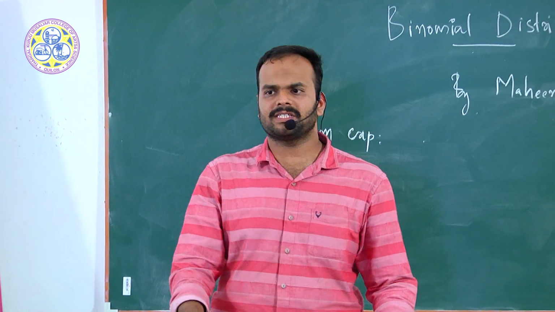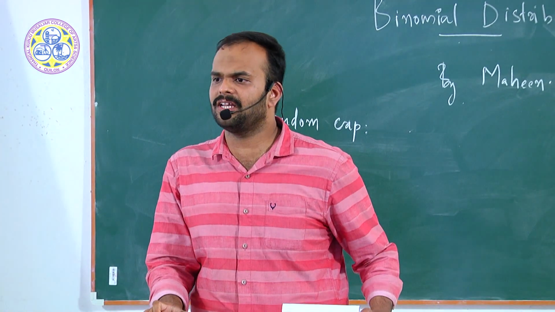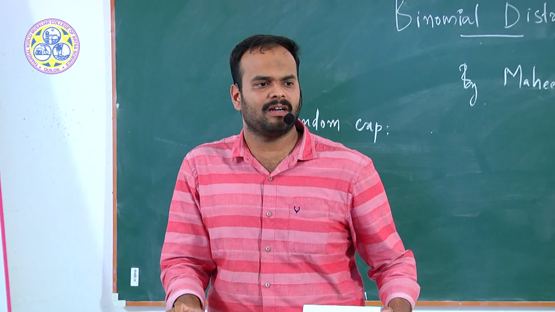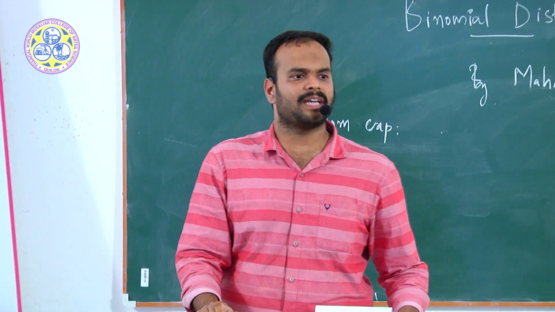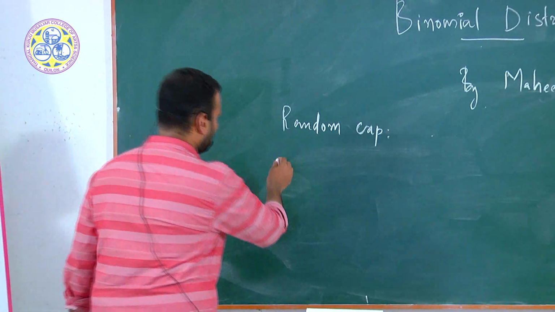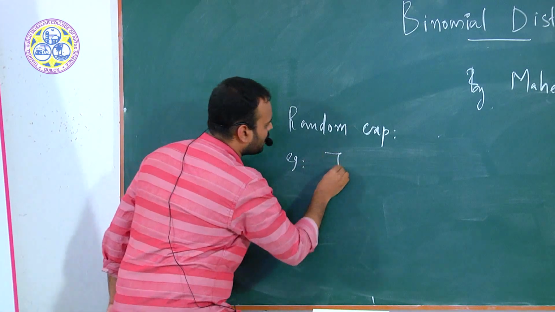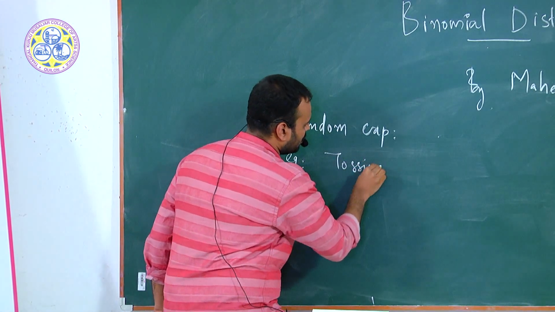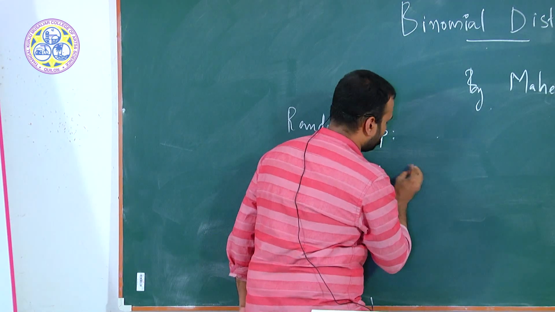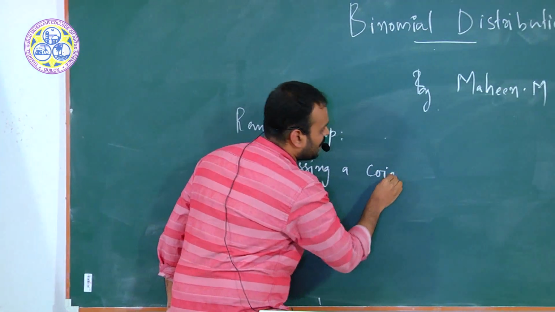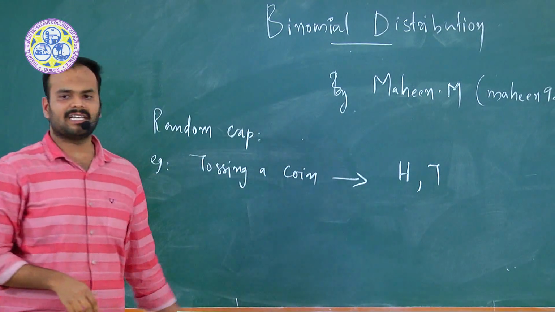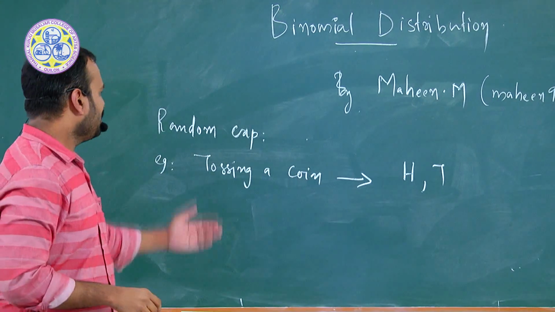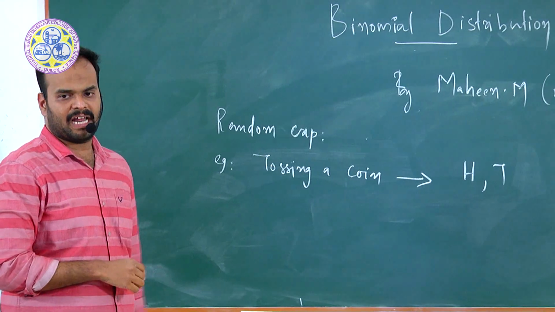An experiment in which the outcome cannot be determined. For example, if you are tossing a coin, then the outcome may be head or tail. Getting head or tail is the outcome. This is an example of a random experiment.